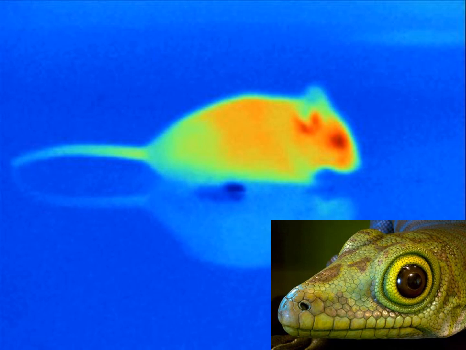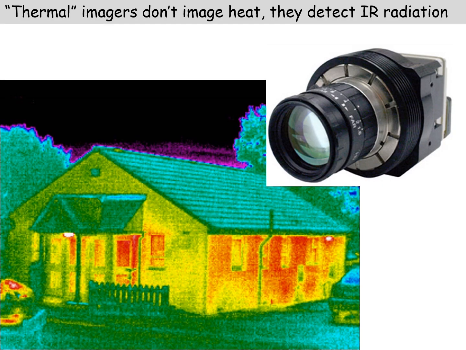Here's a mouse as seen by an infrared camera. It appears as a bright spot because it is warmer than the ground beneath it. Remember the Stefan-Boltzmann law: if something is warmer, it emits with greater intensity. How convenient for the lizard. An infrared image of a house shows the red areas that are emitting the most radiation because they are the warmest. The walls are warmer than the roof.